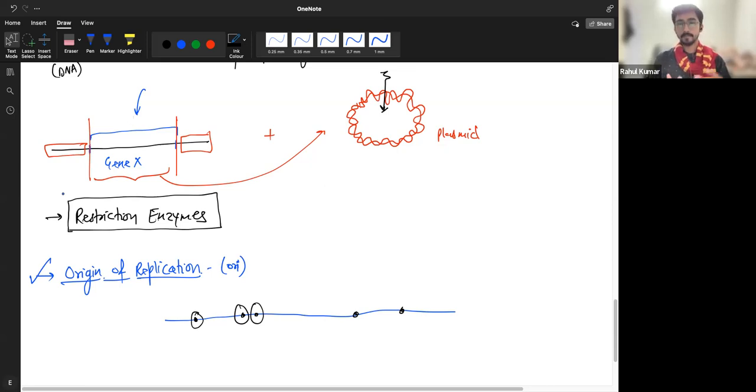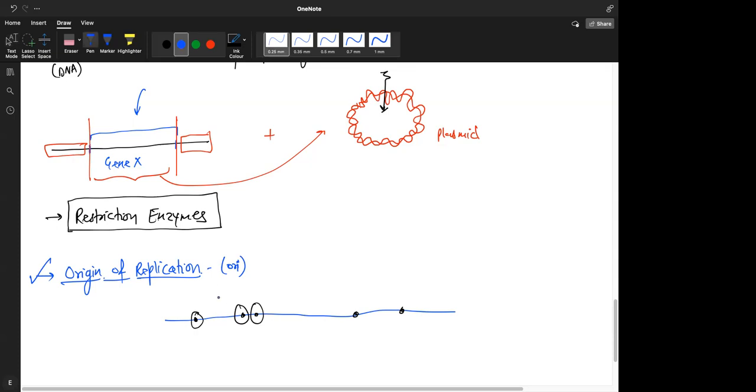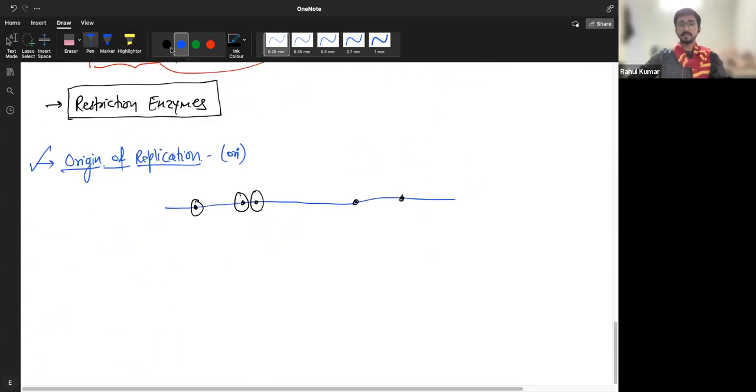Yes, sir. So either we use the plasmid's own ORI, or if we cannot find it, or if we don't know where it is and we want to just use our origin of replication, we can insert our own origin of replication with our gene of interest. Make sense? Yes, sir. Okay, cool. So everything is set in place. Now let's try doing it. Now let's come back to restriction enzymes.